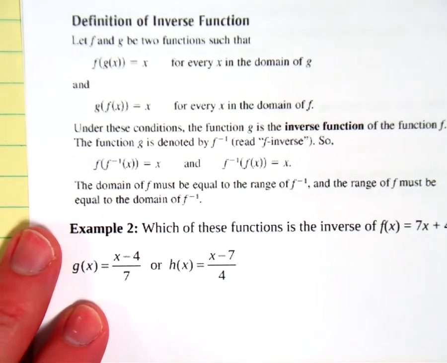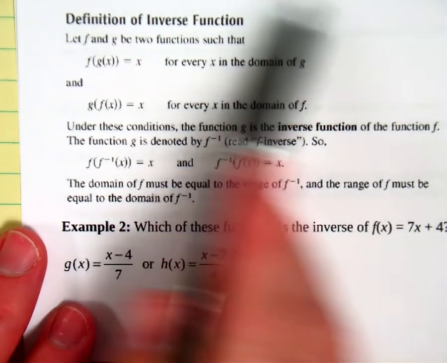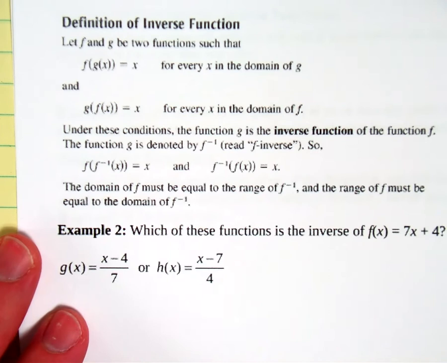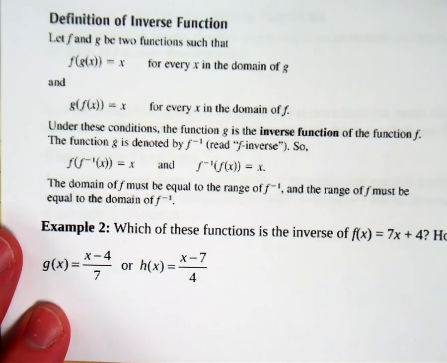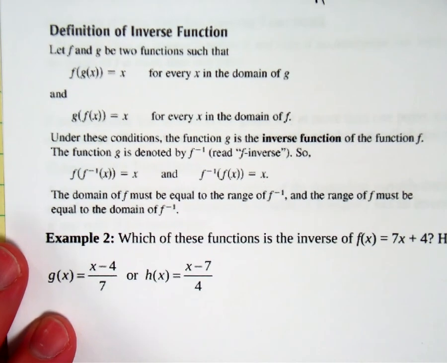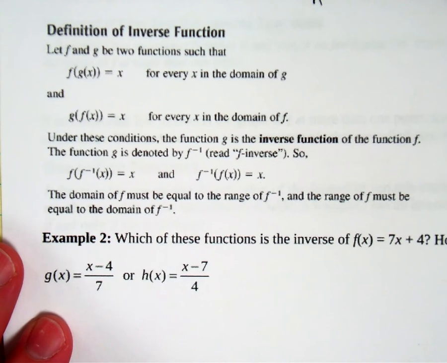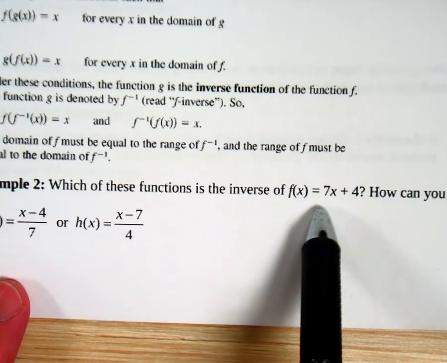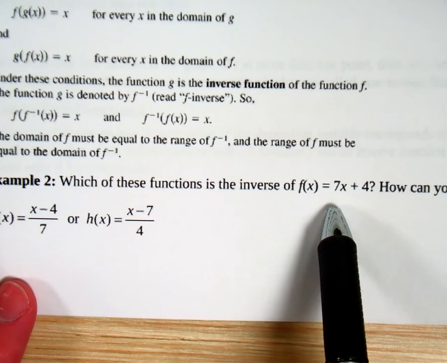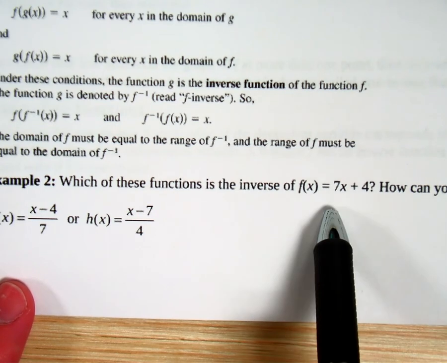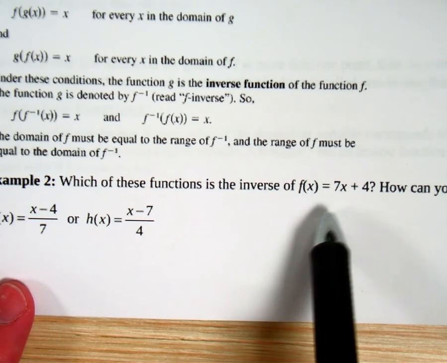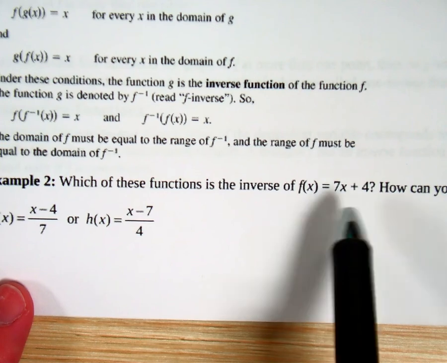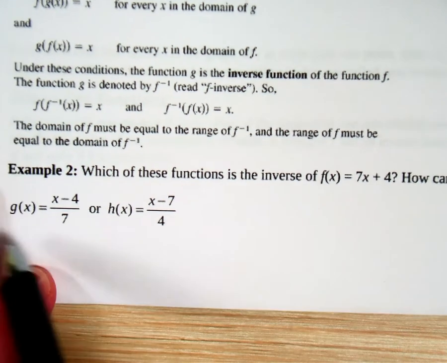These teeny tiny things are probably screen grabs right out of your book, so you can check that out if you decide that later on you want to read that again. Which of these functions is the inverse of 7x plus 4? How can you tell? Okay, so think about this. 7 times x plus 4. Think about which one would be the inverse.